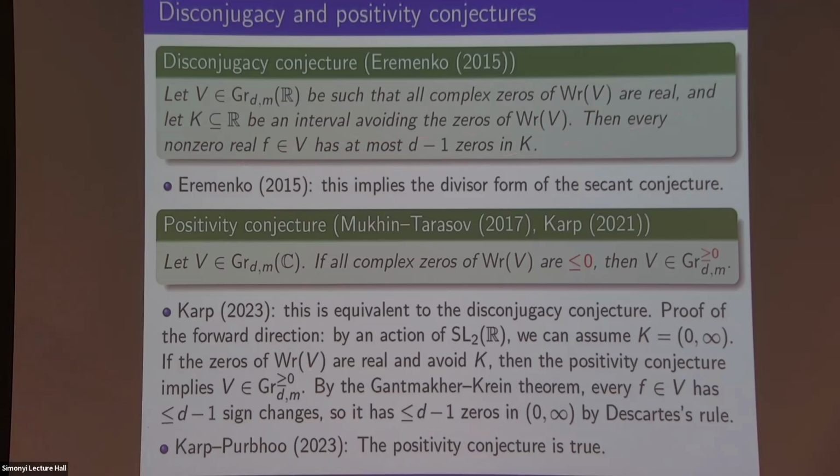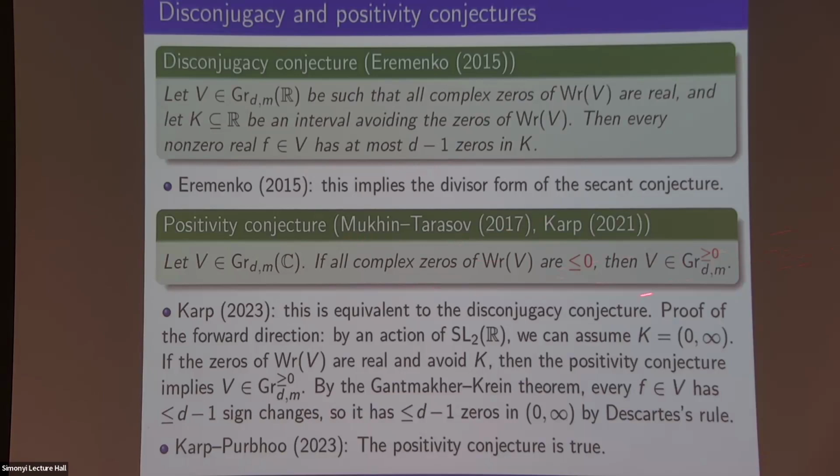Okay, to summarize where we are, we had all these conjectures and they all follow from this positivity conjecture. So is the positivity conjecture saying something about the inverse image of the positive part of the projective space under the Wronski map? Yeah, I guess it's saying it's contained in the totally non-negative Grassmannian.